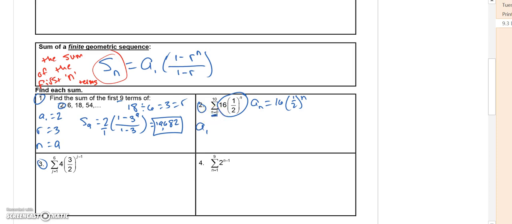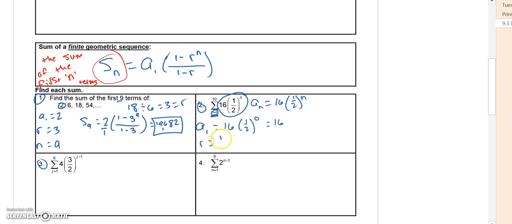So we're no longer just blindly plugging in 1 to find our first term. The first term that I want to add is when 0 is plugged in for n. So a1 is going to equal, when n equals 0, 16 times 1/2 to the 0, because that's what it's telling me to plug in. Okay, so 1/2 to the 0 is just 1, and times 16 gets me 16.